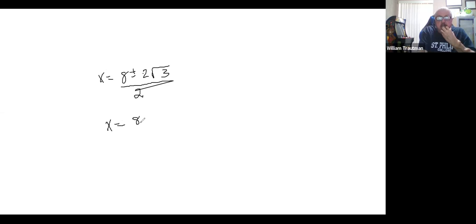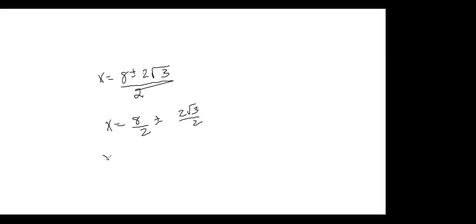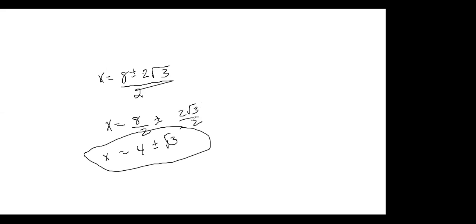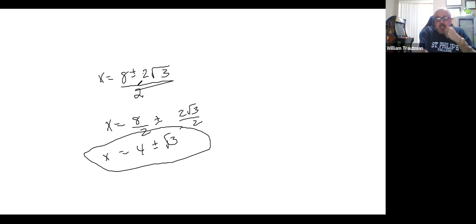So that over 2, you can put it underneath both of those terms. Do you see? And so the answer would be 4 plus or minus the square root of 3. When you're dividing by 2, you're dividing each term. There are 2 terms there. 8 divided by 2 is 4, and 2 divided by 2 is 1. So this would be the answer.